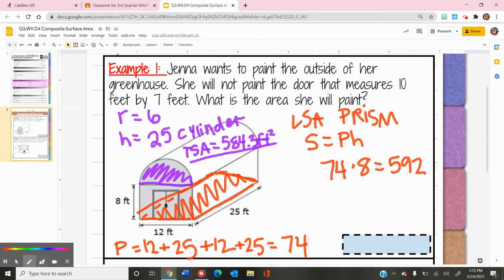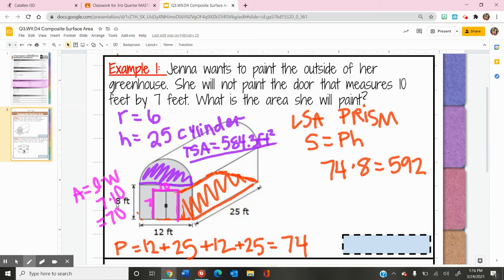Now, all that's left for me to find is the area of this door. Now, in my problem, it told me that the door was 10 feet by 7 feet. So I need to find the area of this door here, which is 10 by 7. So to find the area of a rectangle, it's length times width. So 7 times 10 equals 70.